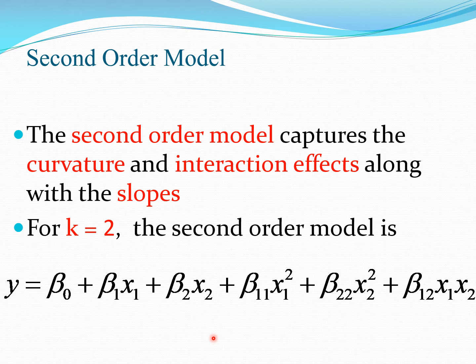Similarly, you extend this to a quadratic type of fit. And here again, for k equal to 2, we have written out this fit here. Now here you see the first three terms involve a linear model. Then we have put in curvature terms. So x1 square and x2 square are essentially curvature terms. And the final term involves x1 x2, which is an interaction term. So this quadratic model would capture a function quite well.